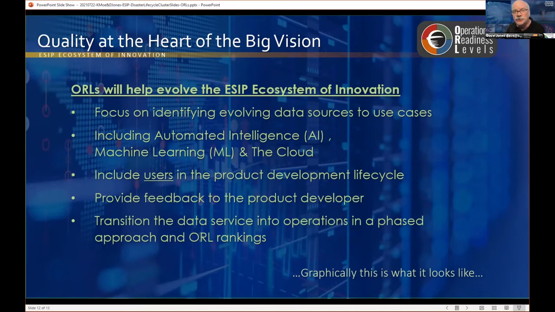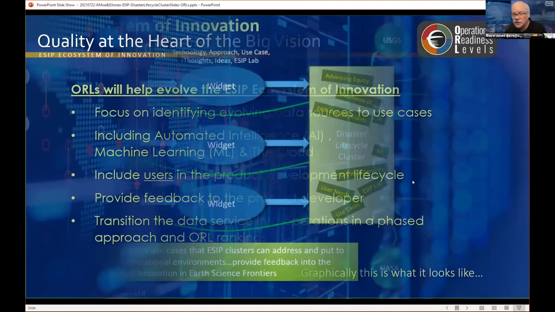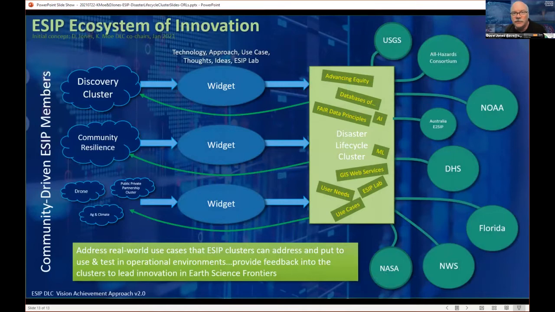And include users in the product development lifecycle. What a concept, right? Get users involved from the very get-go and start iterating products with them so they can feel like they have ownership and they can help that product along. And I will guarantee you 100%, when you launch that product operationally, you'll have a heck of a lot more users than if you developed it in your own office. And so provide feedback to the product developer and transition the data and service into operations in a phased approach with ORL rankings. So graphically, this is what the ESIP ecosystem of innovation looks like.